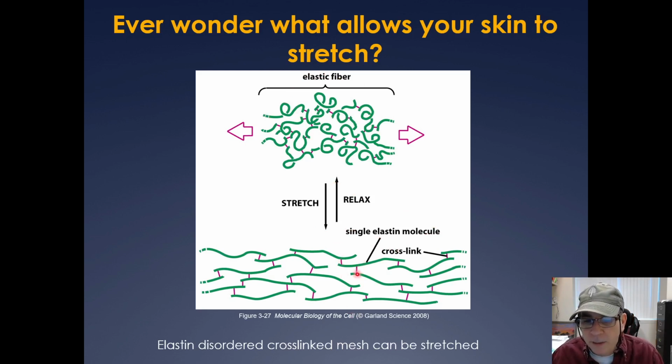Here it is, you've got this elastic fiber which can be pulled, but it's all held together and doesn't pull apart because it has these crosslinks. So it can be disordered in one state, and then it can be pulled, and it forms this cross-linked, mesh-like protein matrix.